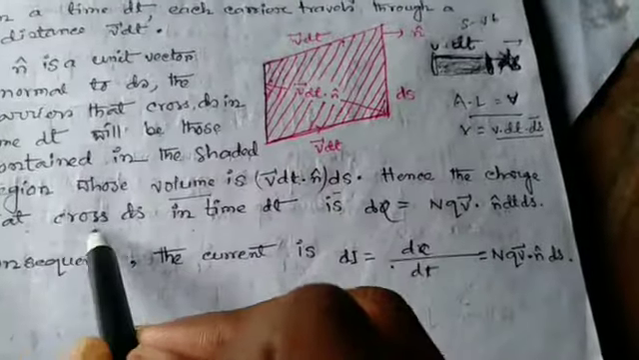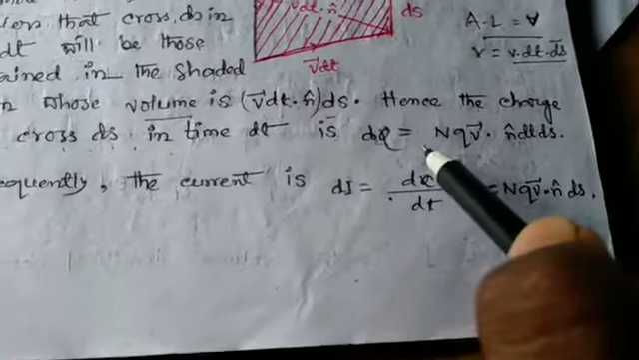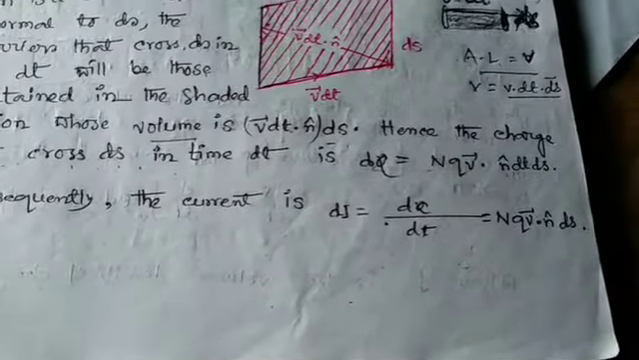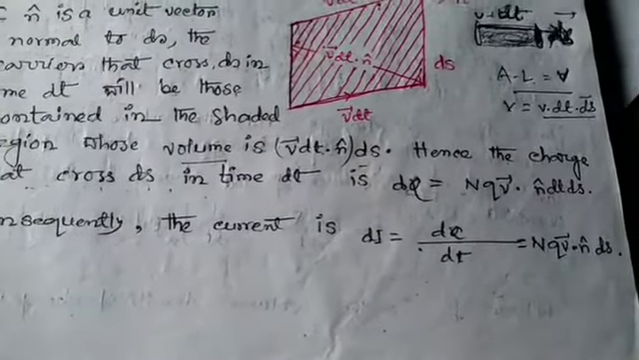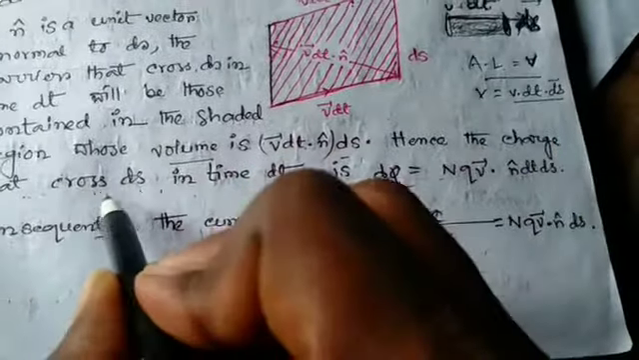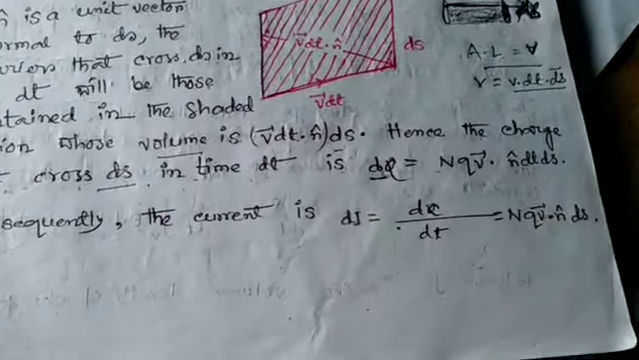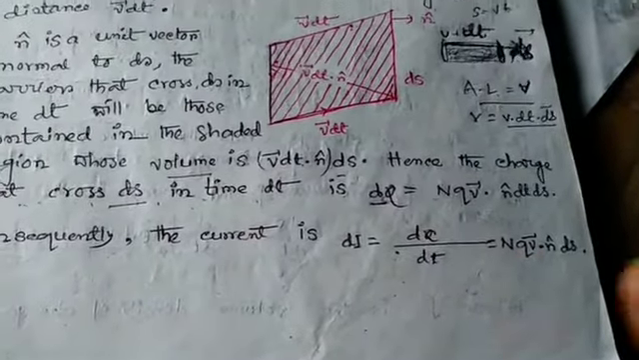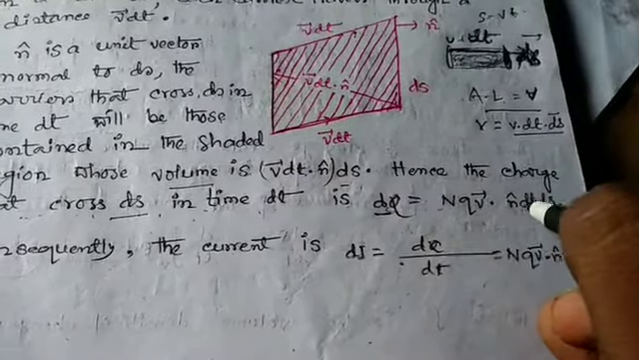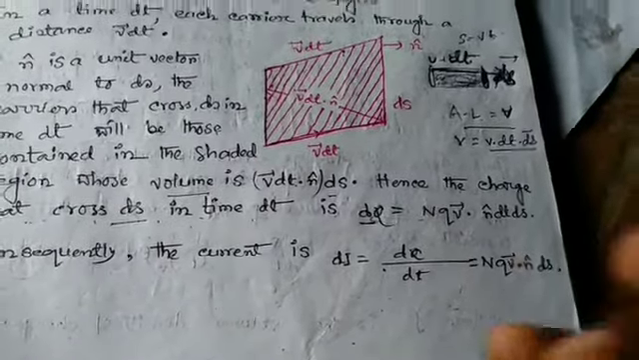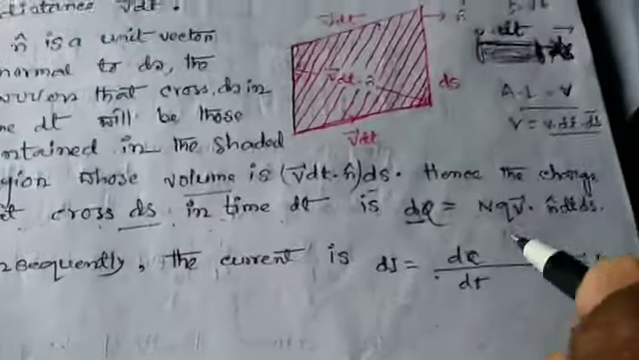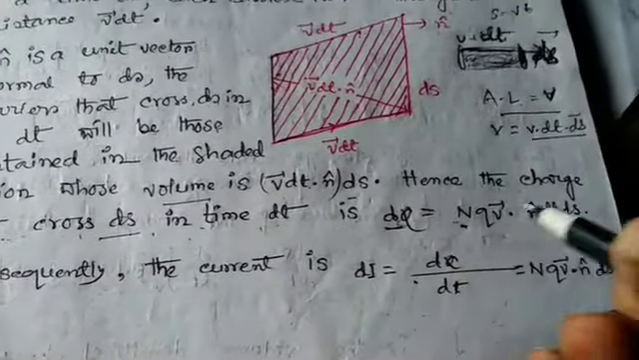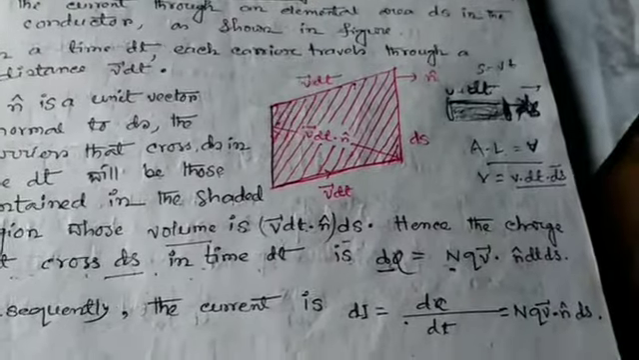Hence the charge that crosses ds in time dt is dq equals n into qv. Total charge that crosses ds in time dt: dq equals n qv dot n cap dt ds. What is n? n is the number of charge carriers per unit volume.